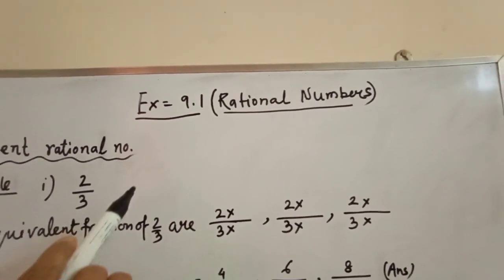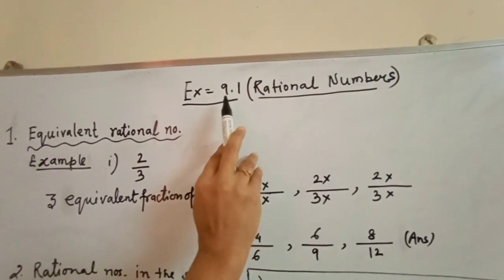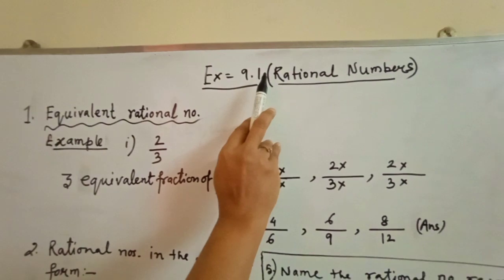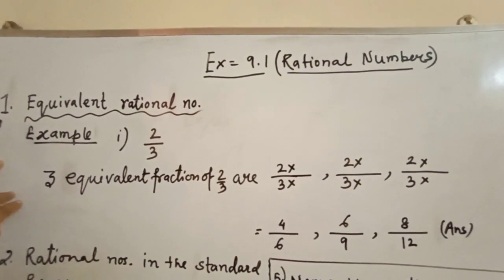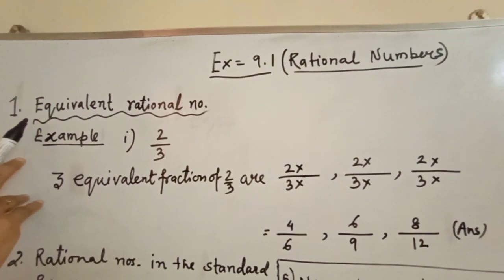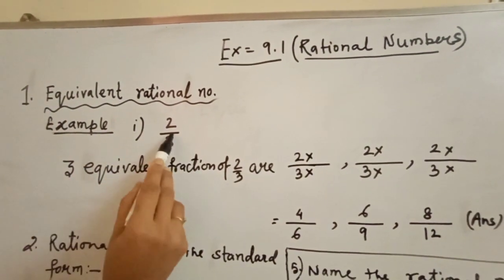Today I am explaining the chapter Rational Numbers, Exercise 9.1 from the NCERT Math book of class 7. Today's part is equivalent rational numbers. Take an example, 2 by 3.